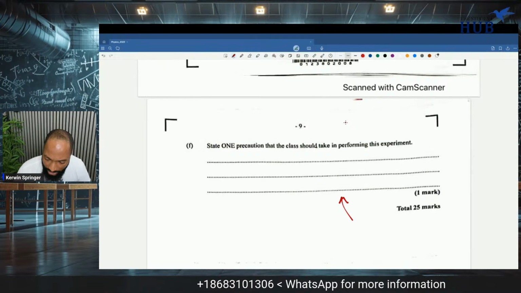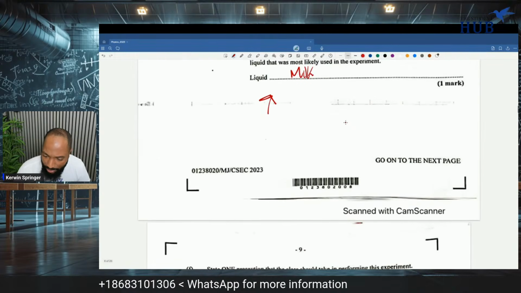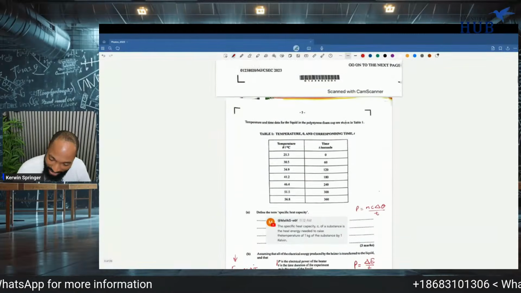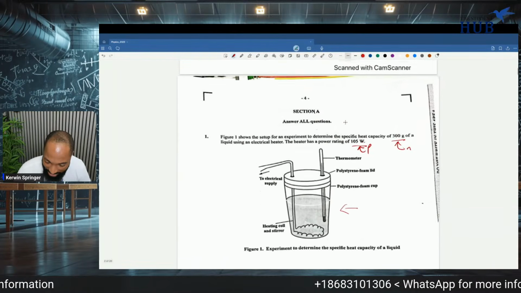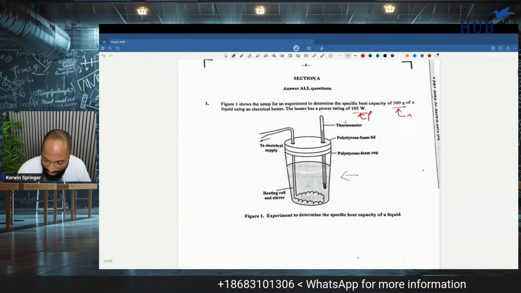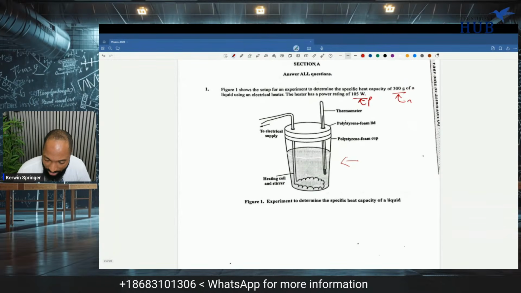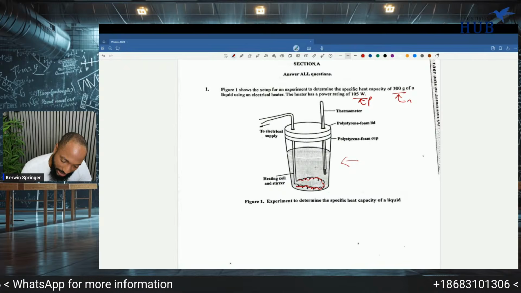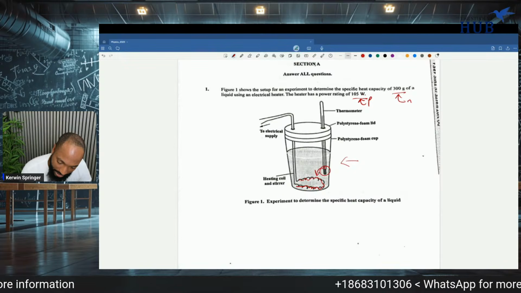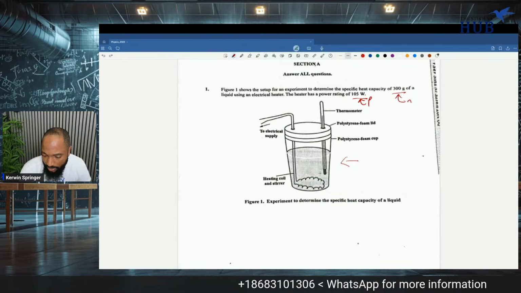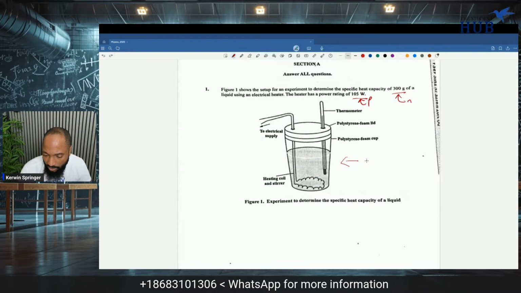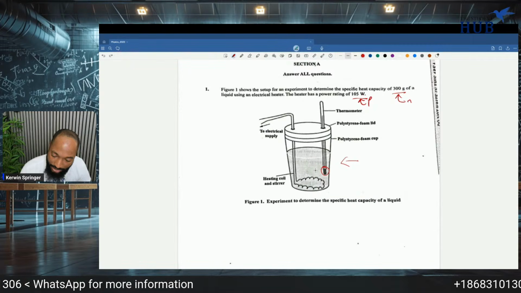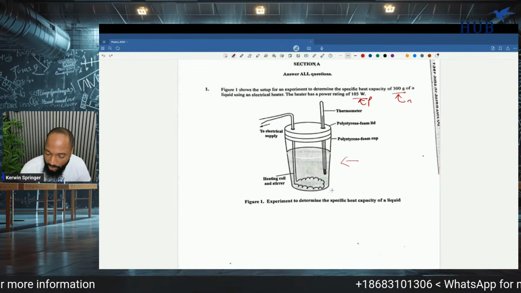State one precaution that the class should take in performing this experiment. Don't drink the milk. What is a precaution with this? Let's go back to the apparatus. What is a precaution with this heating coil? So you see the heating element here. We did one like this last night. What do we know about this thermometer and the heating element? So a precaution would be, don't let the bulb of the thermometer touch the heating element. This must be suspended in the water.